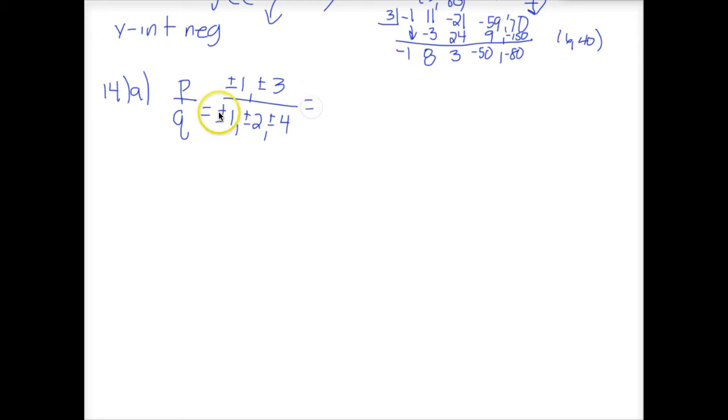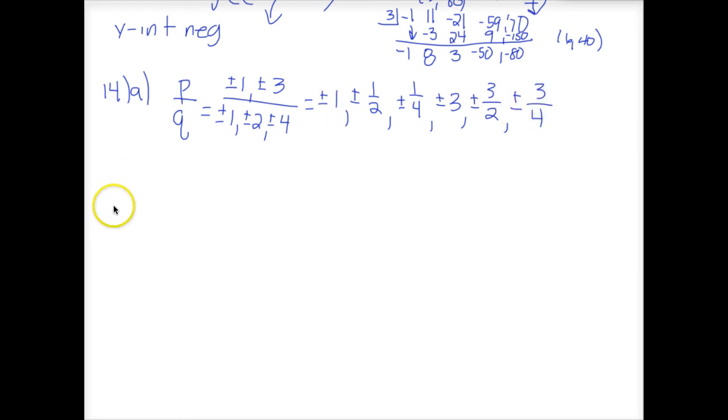So then that means our possible rational roots, you take each numerator over each denominator. So 1 over 1 gives us 1. 1 over 2 gives us 1/2. 1 over 4 gives us 1/4. So those three. Then do the same with 3. 3 over 1 is 3. 3 over 2 doesn't reduce, it's 3/2, and then 3 over 4. So here is your complete list of possible rational roots.